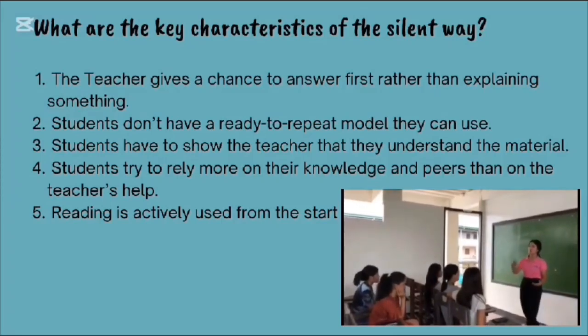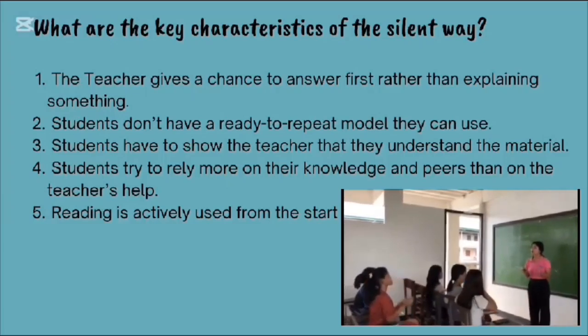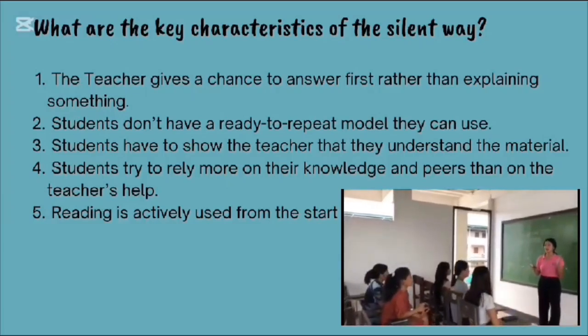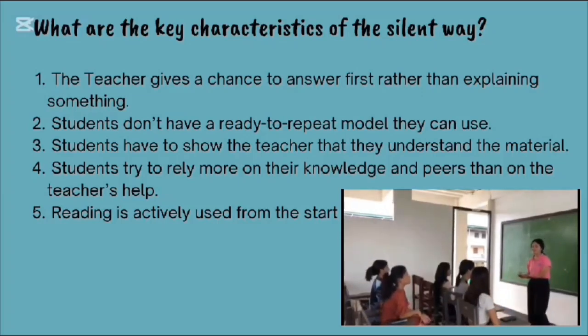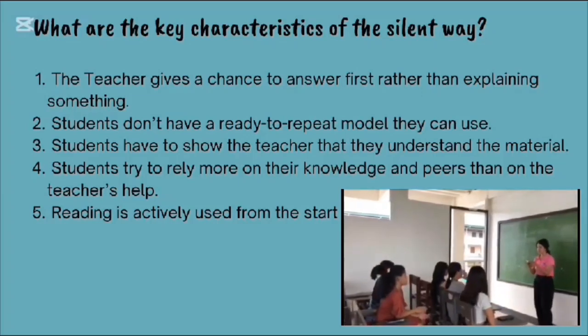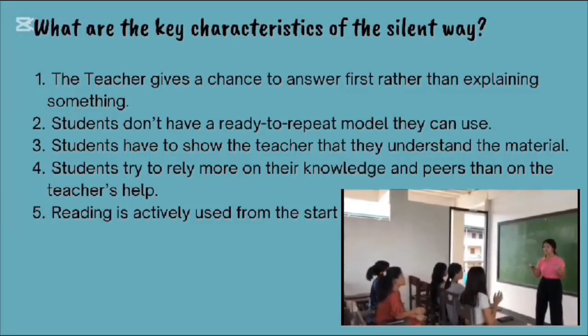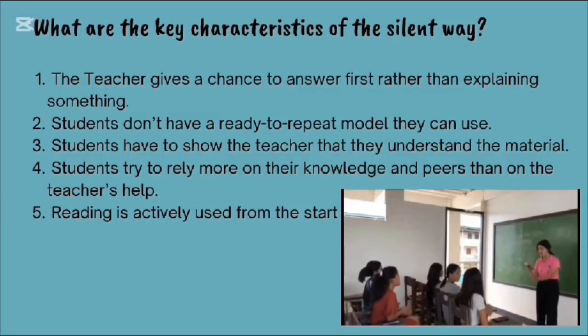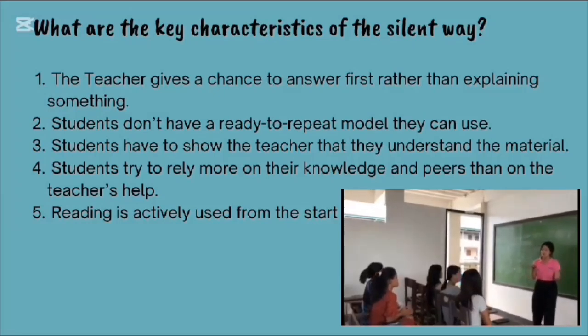So the second one is students don't have a ready-to-repeat model they can use. They have to build their own associations with the teacher's gestures and try naming the objects on their own with no extra help. So the third one is students have to show the teacher that they understand the material. Simple recreation or repetition without any extra thinking is not enough. So the fourth one is students try to rely more on their knowledge and peers than on the teacher's help.